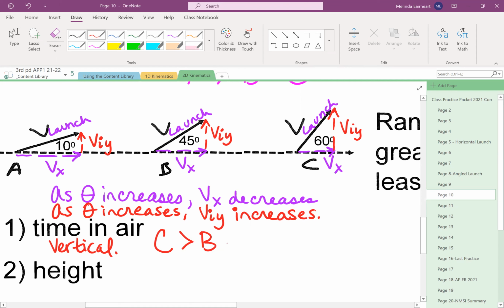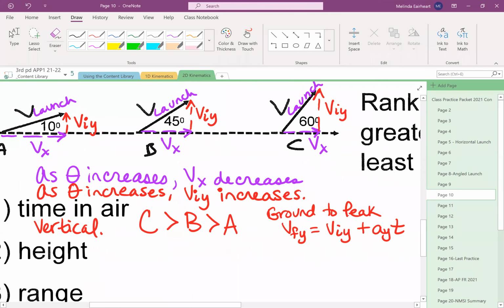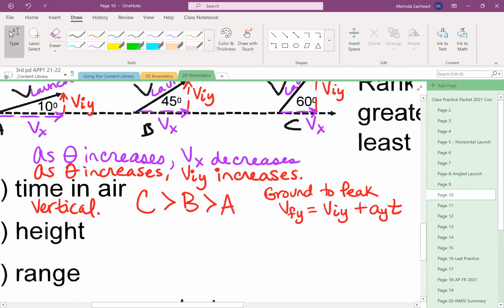B. And then A at the end. And to keep that going, yes, vertical motion. And so if we are going up to the peak, I'm going to break our path, okay? And so from ground to peak, we could base it on this equation, right? Time in the air, time to the peak. That would get the same answer because we're just looking at half the picture.